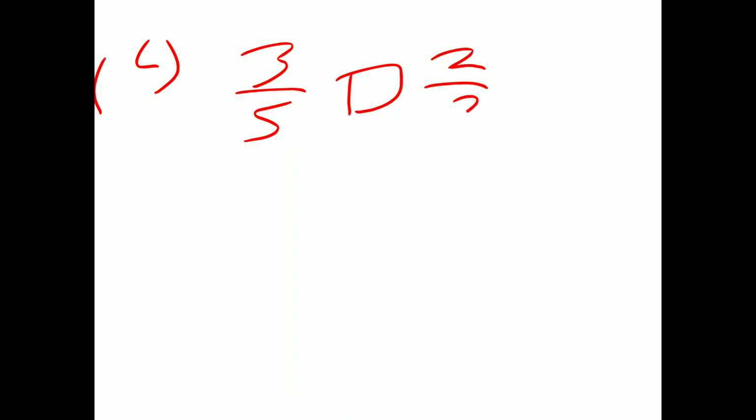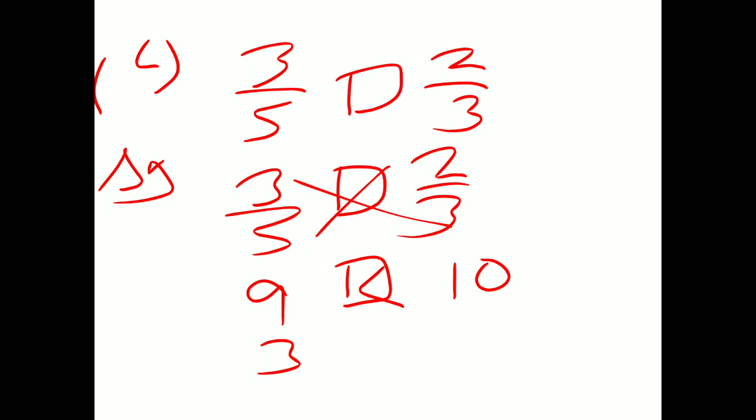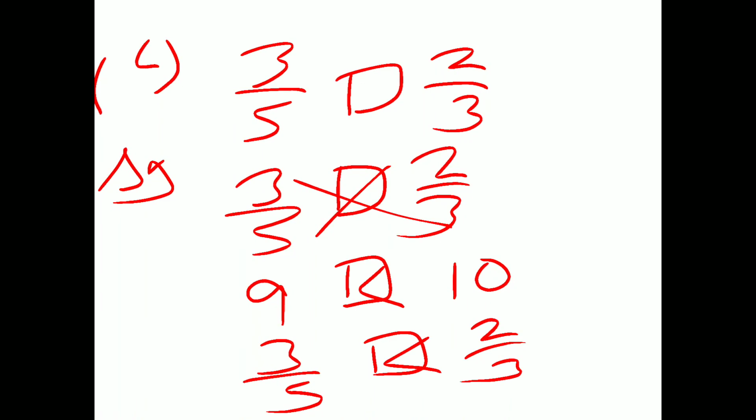C part is 3/5 box 2/3. So how we do? 3/5 and 2/3. You do cross multiply. It comes 9. It comes 10. Because 3 threes are 9. 5 twos are 10. It is biggest one. So 3/5 and 2/3. Which is greatest? 2/3. Clear? Now we do D part of it.